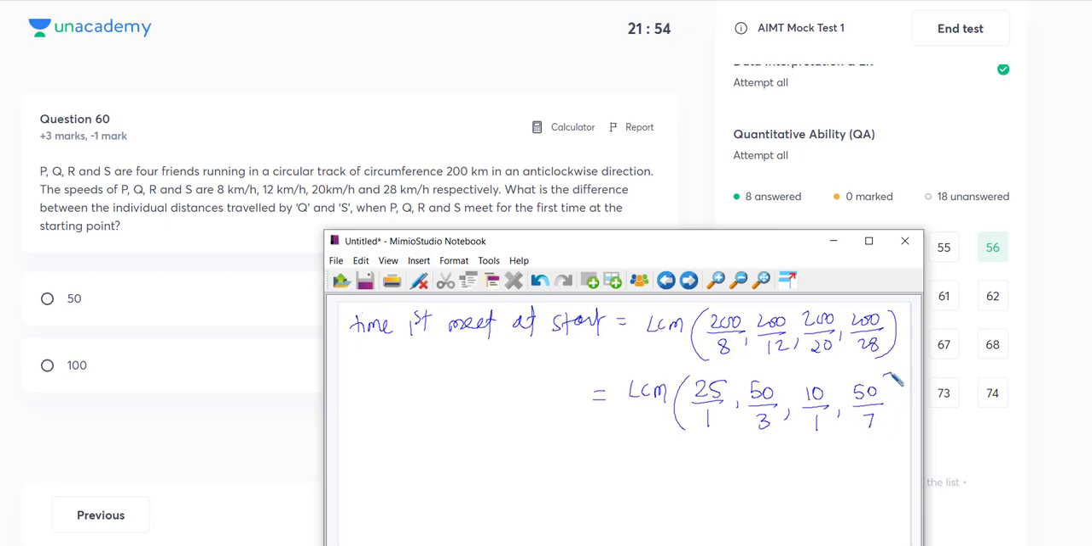Now the LCM is going to be the LCM of the numerators, 50, divided by the HCF of the denominators, which is 1.